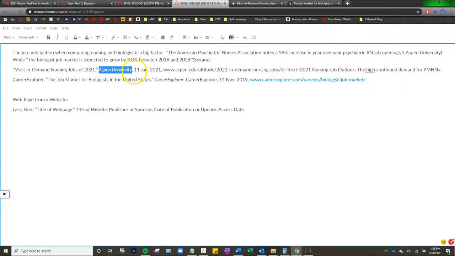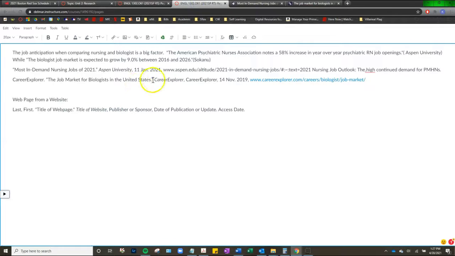So, do we have the publisher or sponsor here? And here in this entry, it is not present, but that is actually correct because when it is the same as the website, we do not need to double up on it, and we get to skip it or just leave it out if it's the same. It is the same as the website, so we get to skip it and go straight to the date of publication or the last update date.